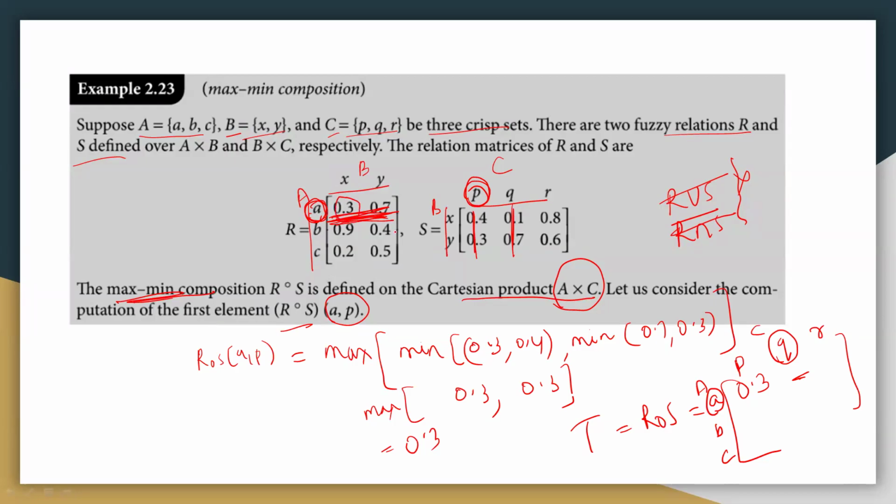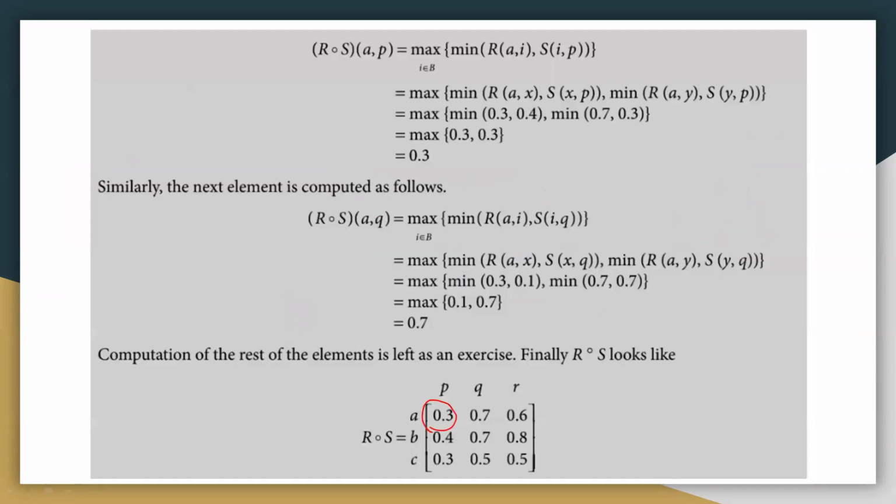So we have to find the minimum of 0.3 and 0.1. What is that? 0.3 and 0.1 is the first element, and then you have got 0.7 and 0.7 again. Now the minimum here is 0.1 and 0.7. Now the maximum of 0.1 and 0.7 is 0.7. So the value here will be 0.7. See if it is correct. Yes, it is 0.7. Okay, and so on.